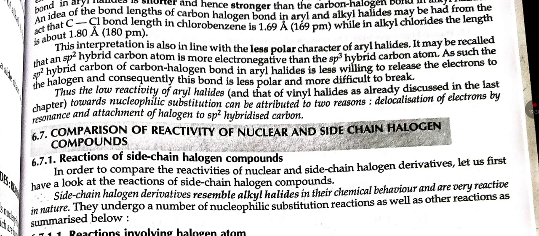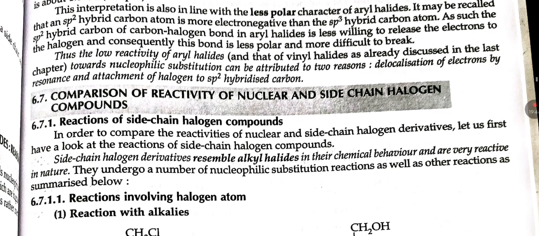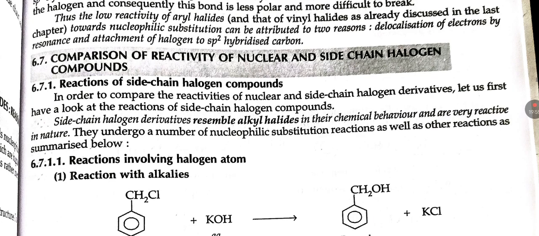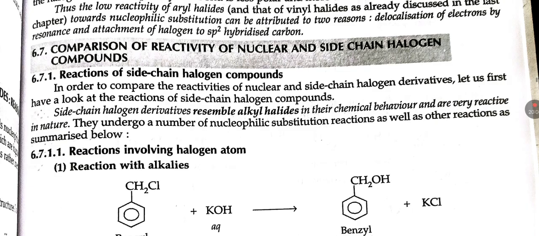It may be recalled that an sp2 hybrid carbon atom is more electronegative than an sp3 hybrid carbon atom. As such, the sp2 hybrid carbon of the carbon halogen bond in aryl halide is less willing to release the electron to the halogen, and consequently this bond is less polar and more difficult to break. Thus, the low reactivity of aryl halides, and that of vinyl halides already discussed in the last chapter, towards nucleophilic substitution can be attributed to two reasons: delocalization of electrons by resonance and attachment of halogen to sp2 hybridized carbon.